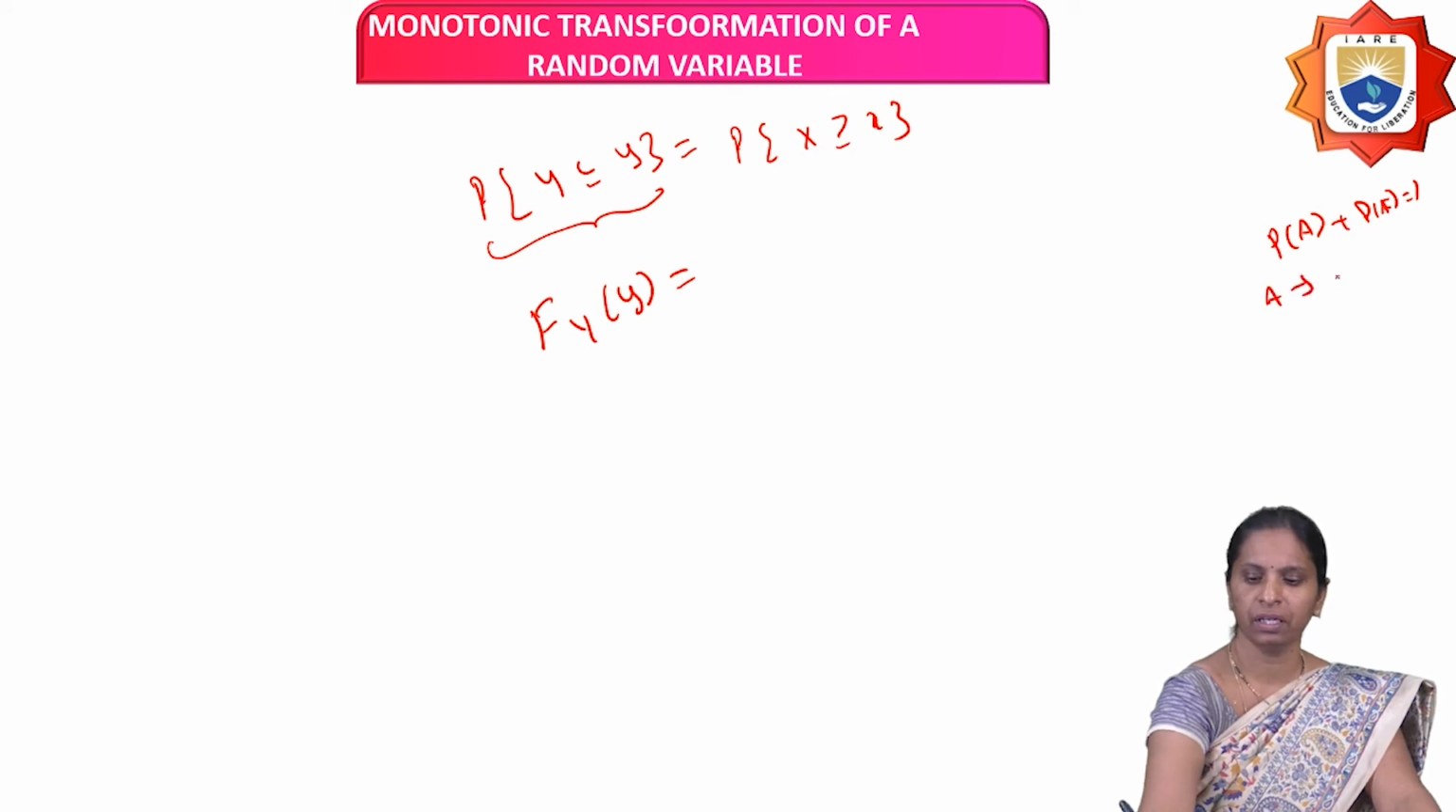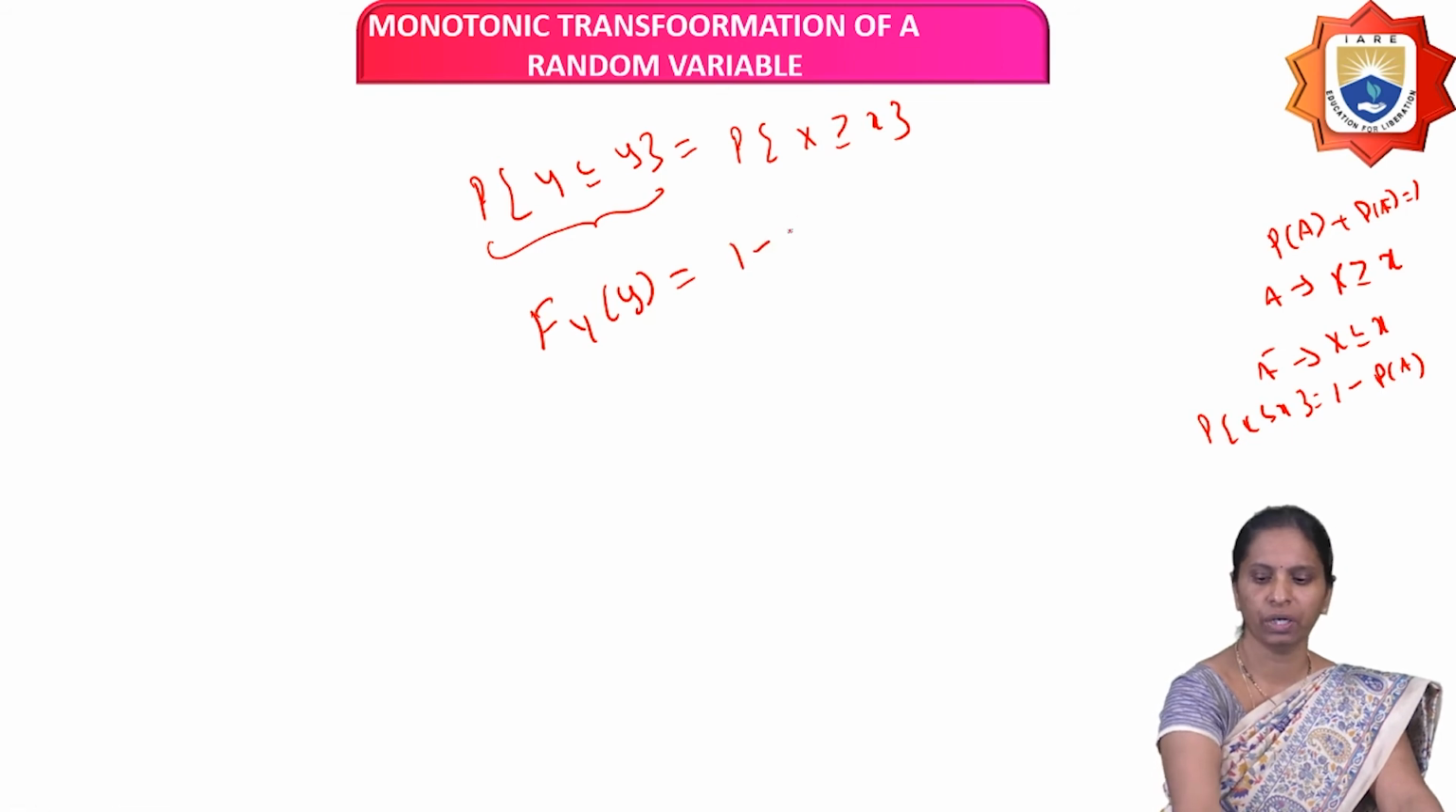For example, A is X is less than or equal to x. And what is A bar? X is greater than x. Then what is the probability that X is greater than x? Nothing but 1 minus P of A, which is 1 minus P of X less than or equal to x.